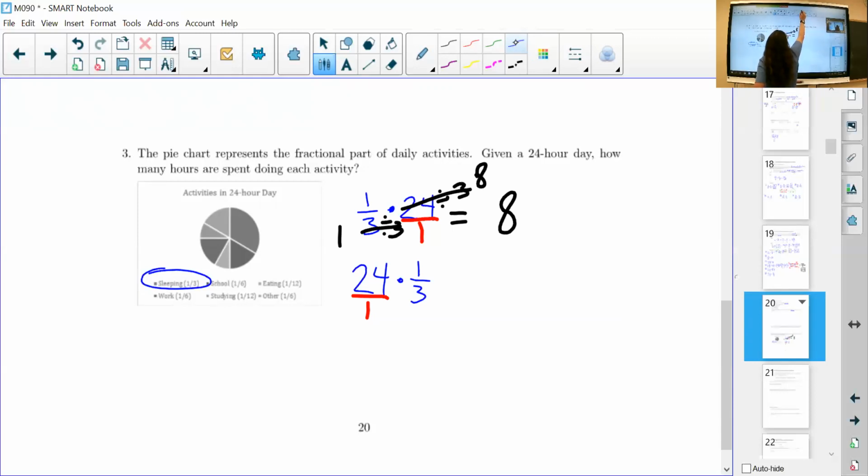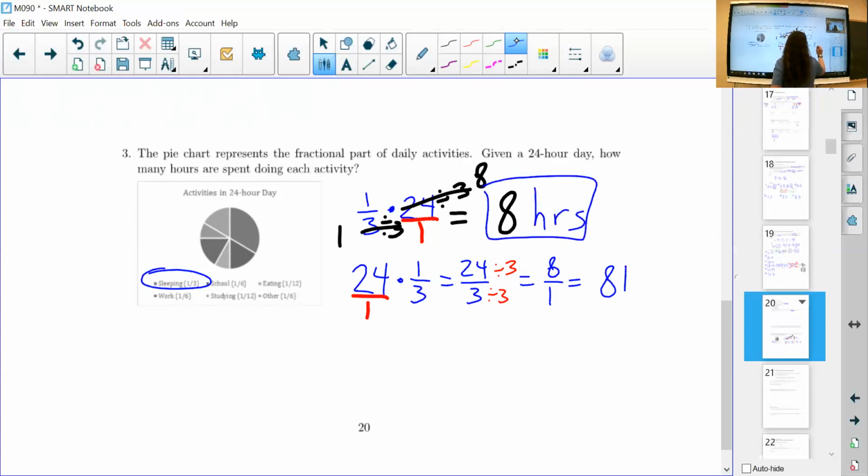I can simplify later on. I get 24/3. Now I divide top and bottom by 3, the largest number that goes into both. I get 8 over 1 equals 8. And in both cases, the answer is not just 8. It's 8 hours. I want to have my units. I want to make sure that this makes sense. If I had gotten 80 hours, wait a second, I'm not sleeping 80 hours in a day. So again, having the unit helps you remember that this is a number that represents something. I'll give you a chance to work on that and meet you in the next video.